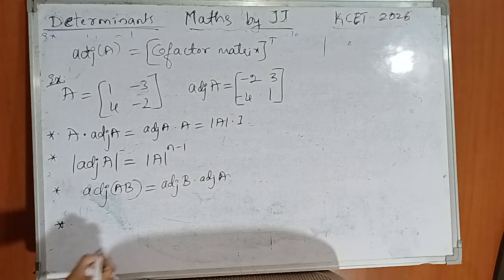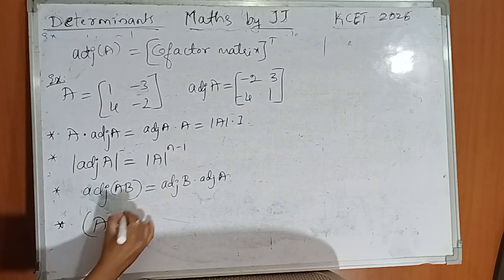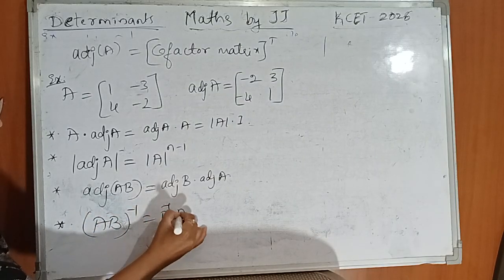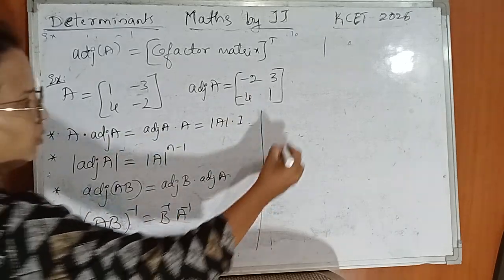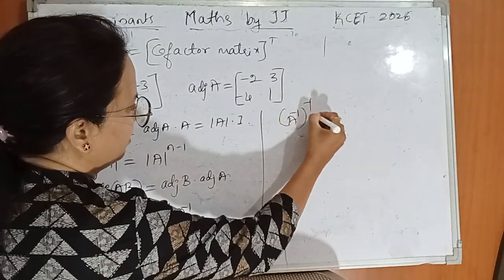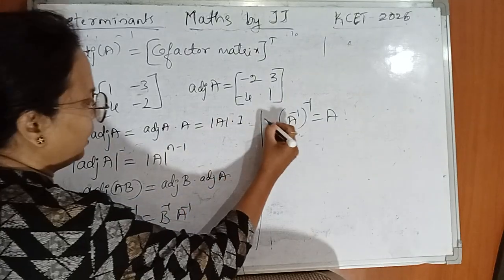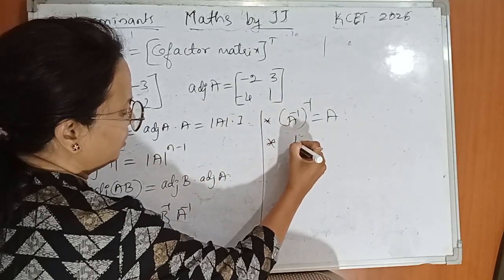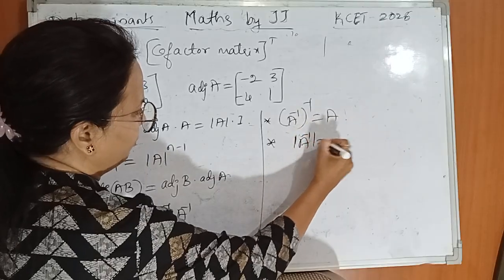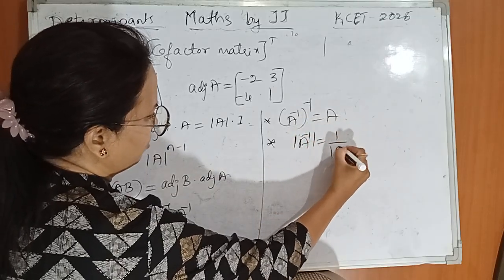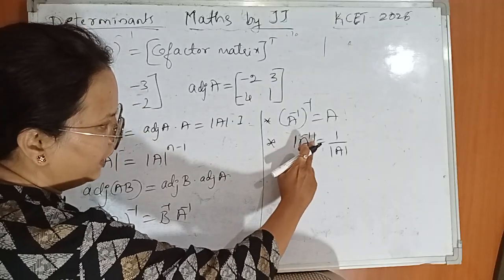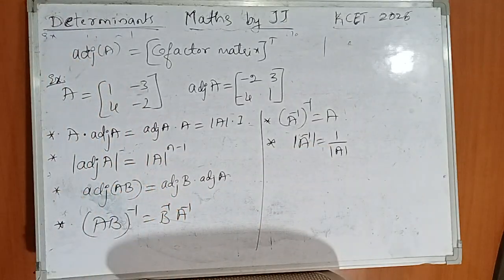Then after this, related to inverse: AB inverse is equal to B inverse A inverse. Then one more, A inverse the whole inverse is equal to A itself. Okay, that is related to inverse. Then again one more important, just in the previous video I have solved an example based on this. The determinant of A inverse is always equal to 1 upon determinant of A.